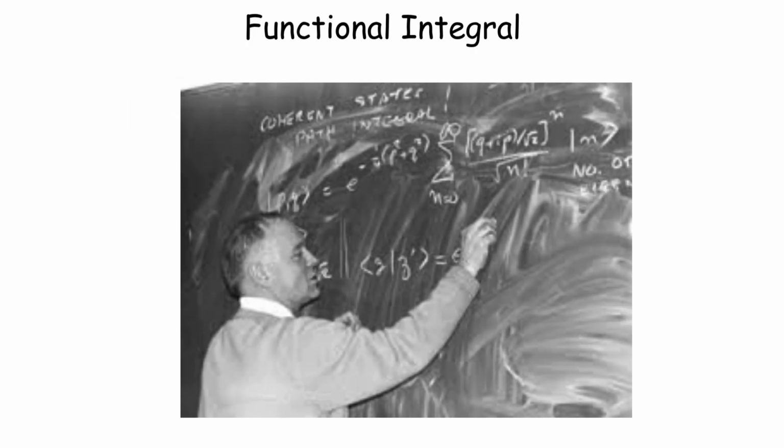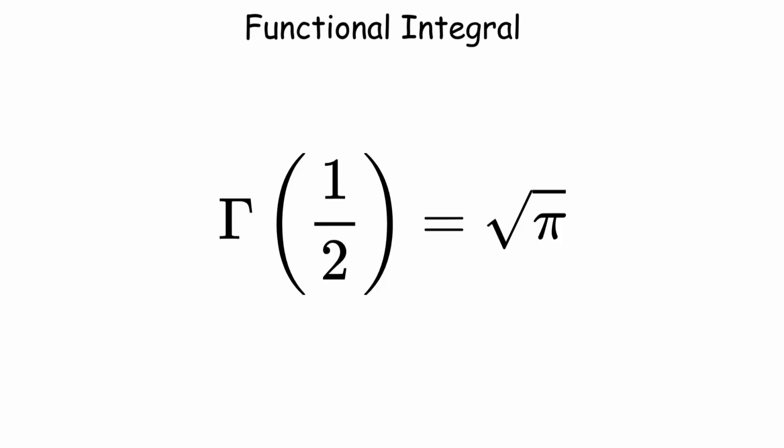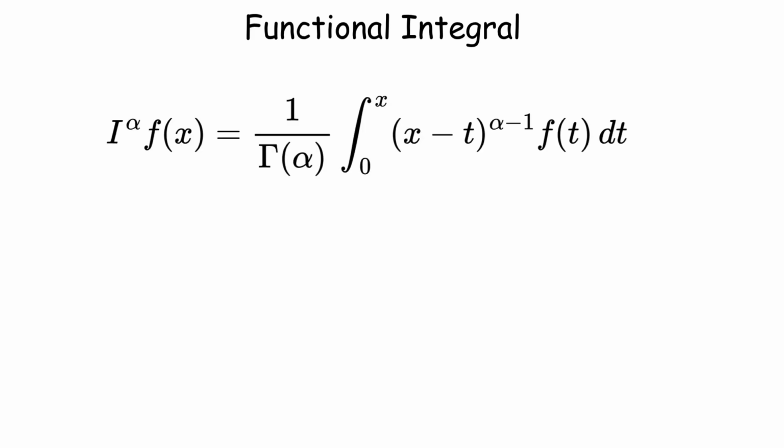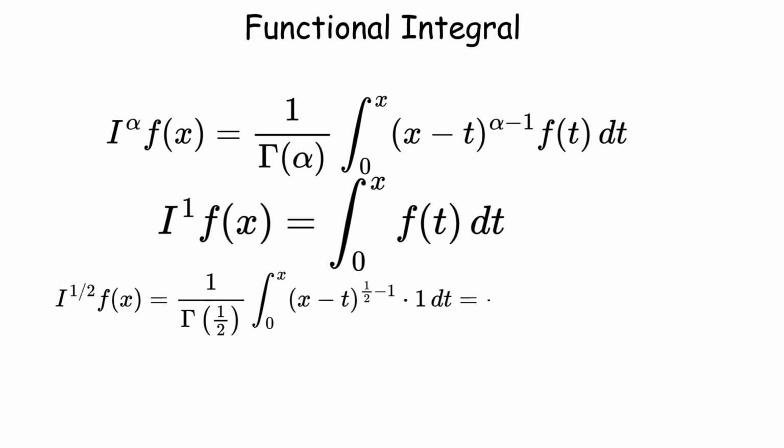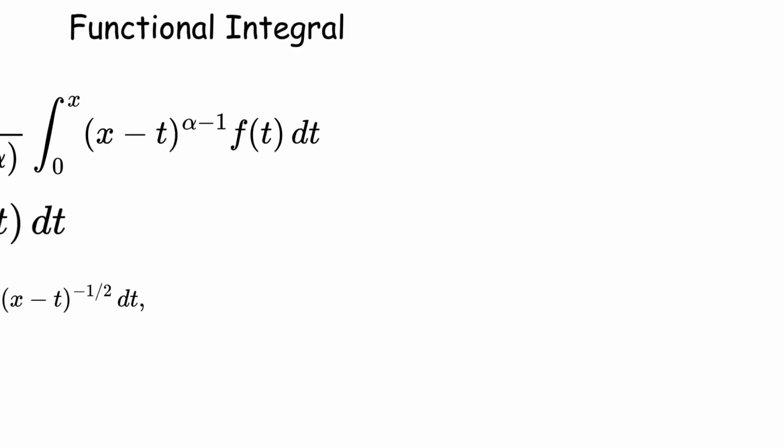Fractional integrals let you integrate a function halfway or any non-integer number of times using the Riemann-Liouville definition. If alpha equals 1, you get regular integration. If alpha equals 1 over 2, you get half integration, whatever that's supposed to mean. This connects to fractional calculus, which is useful for modeling systems with memory effects like viscoelastic materials.